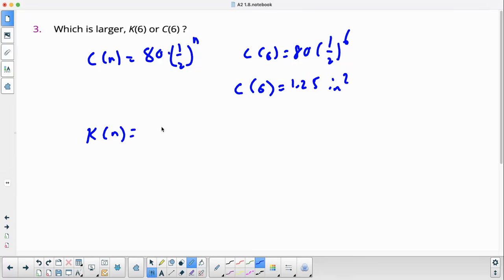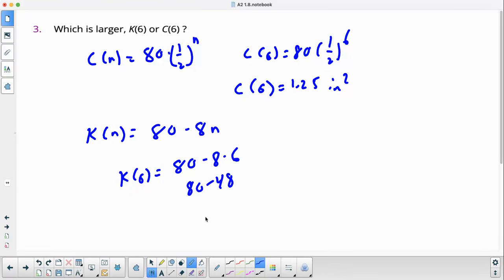K of n was 80 minus 8 times n. So for 6 cuts, I'll go ahead and find K of 6. So it's going to be 80 minus 48, which gives me 32. So obviously K of 6 is much larger than C of 6 in this case, okay?